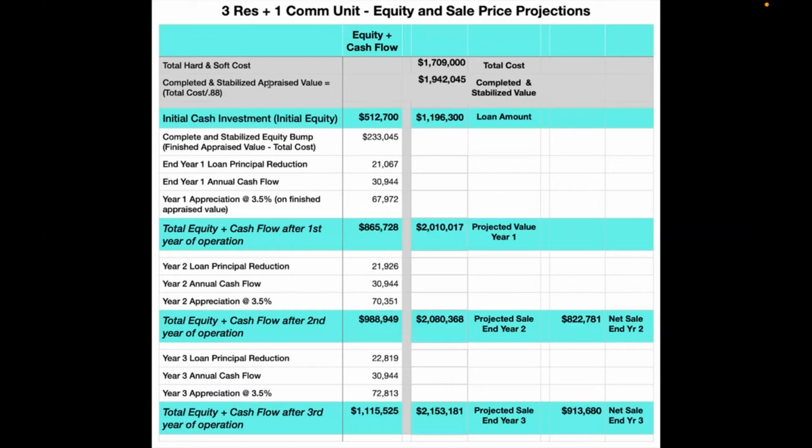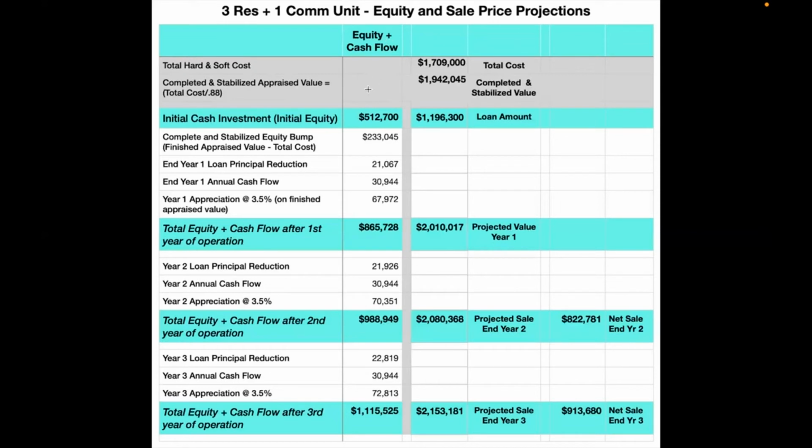You're always going to have a certain increase in the appraised value when it's completed. So in this case, you've got completed and stabilized appraised value at $1,942,000. And what that is, $1,709,000. We divided that by 0.88, so a 12% savings for building it. So the difference between those two is $233,000.